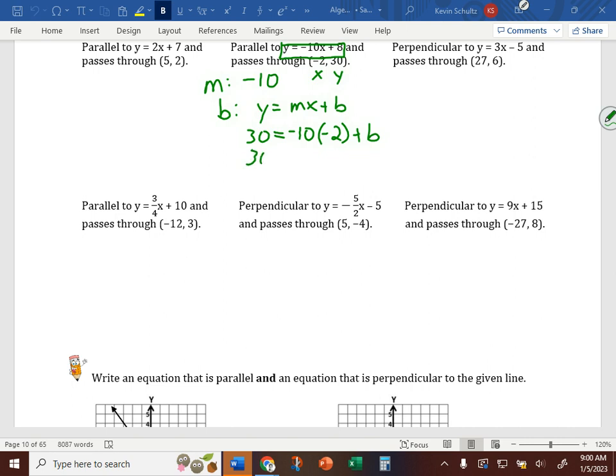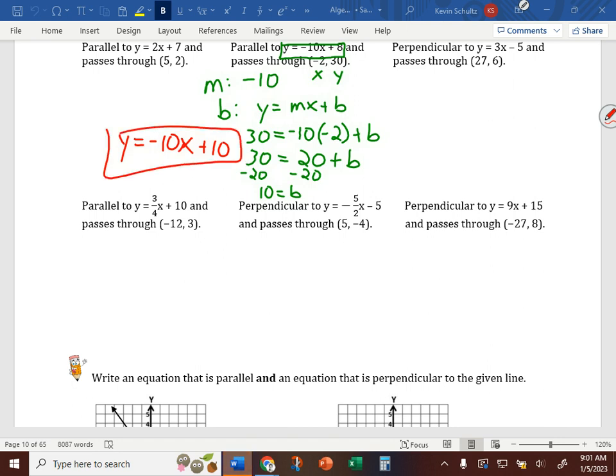So now we multiply. -10 times -2 is a +20. Subtract 20 from both sides, using opposite operations to get b by itself. And 30 minus 20 is a value of 10. Okay? So the equation of your line that is parallel to the given line and passes through (-2, 30) is going to be y equals -10x plus 10. Okay?